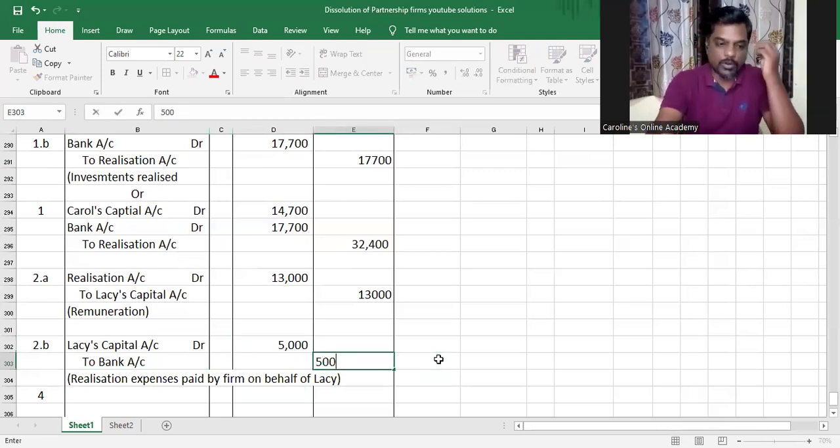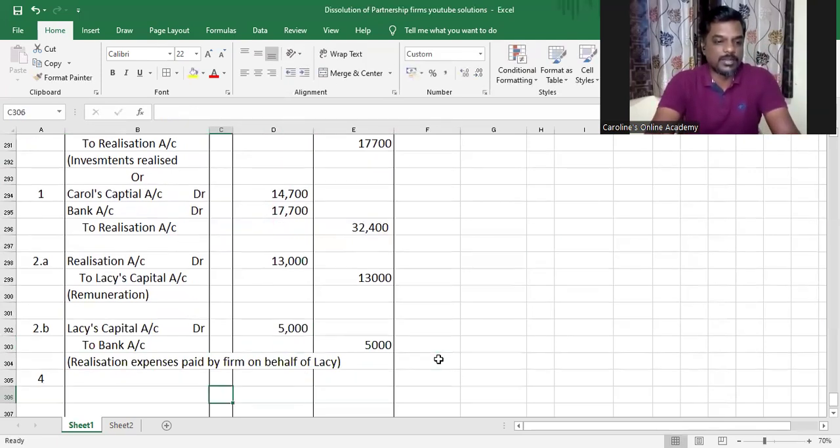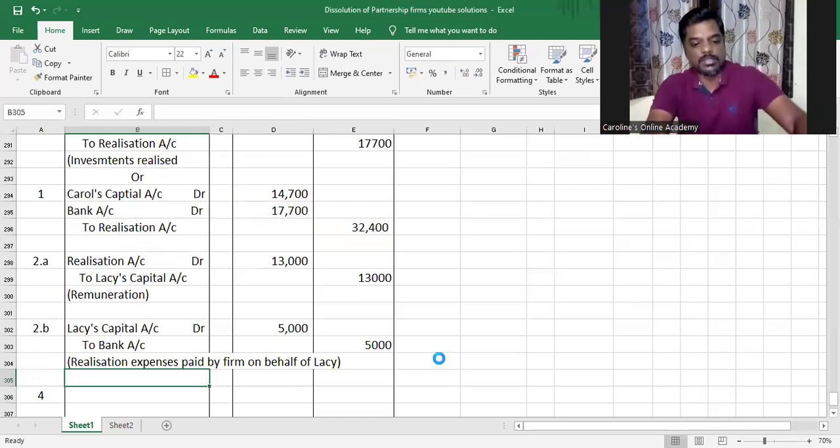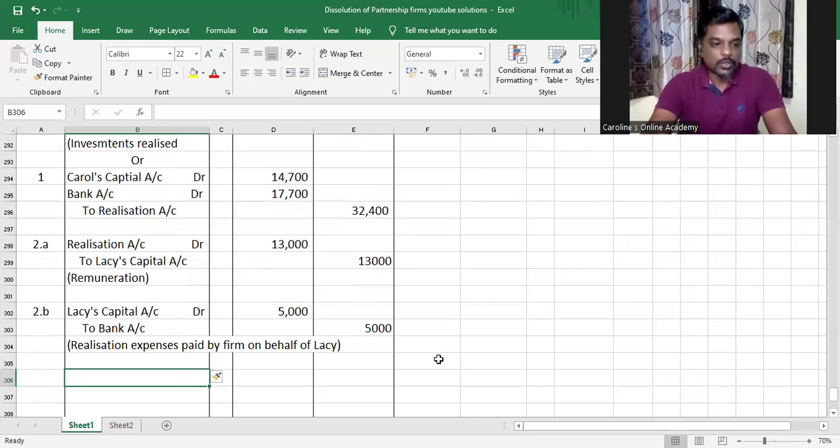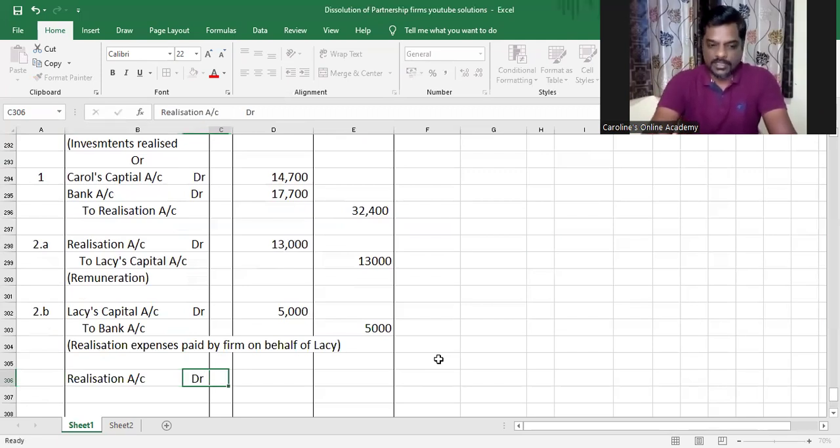Now, instead of this, you can pass one journal entry also. In the first journal entry, what is happening? Realization is getting debited by 13,000. Lacey is getting credited by 13,000. And the second journal entry, Lacey is getting debited by 5,000. Bank is getting credited by 5,000. So if you have to pass this as one single journal entry, how can you pass it? You will debit realization account by 13,000.